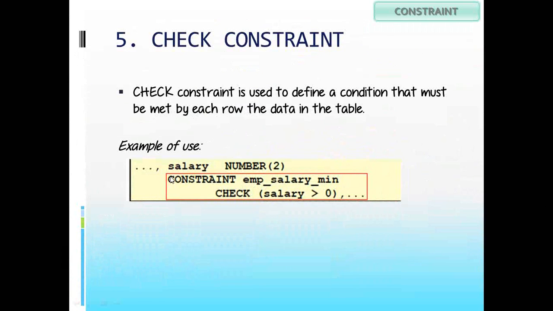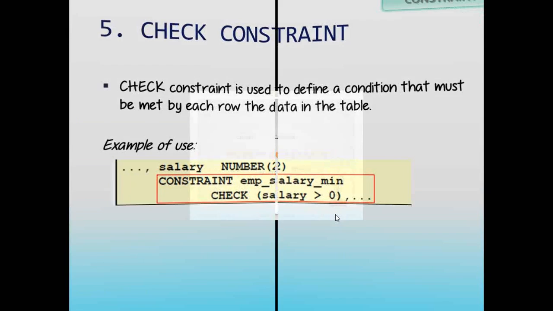And the last constraint is check. Check constraint is used to define a condition that must be met by each row of data in the table. Example of use: salary, number type. Constraint emp salary min check, so we can make the constraint by using check where there is a condition that salary is greater than 0, sorry.